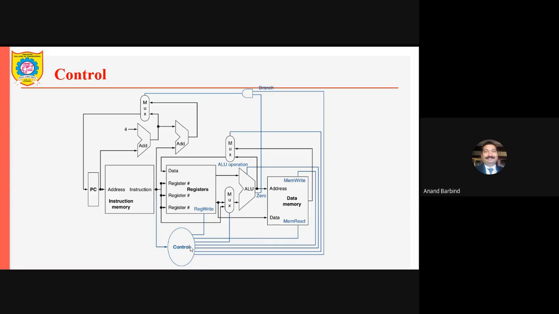So what signals are generated for the data memory by the control unit? It tells whether the memory is required to be read, whether a read operation is to be performed on the memory, or whether a write operation is to be performed on the memory. It also tells this multiplexer whether the second operand to the ALU is to be taken directly from the instruction, or from the register. Then it tells the ALU.